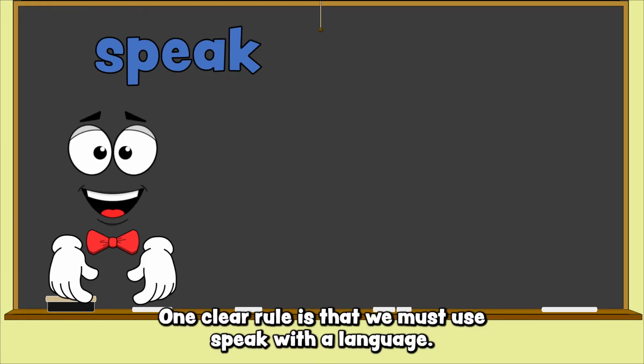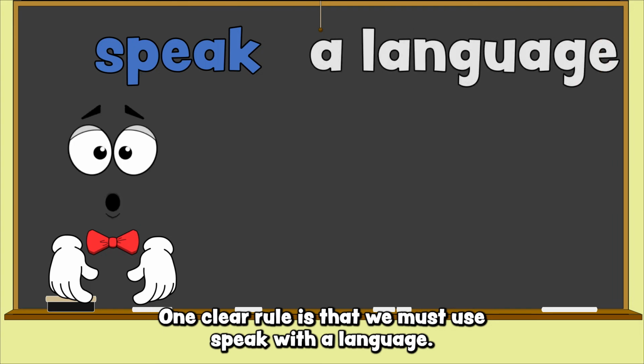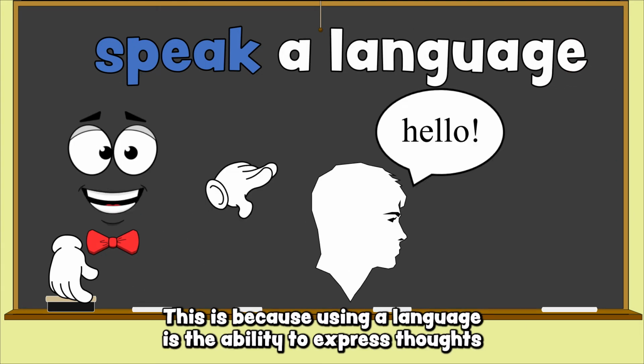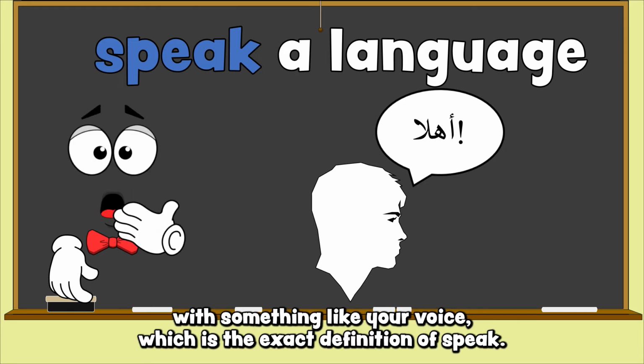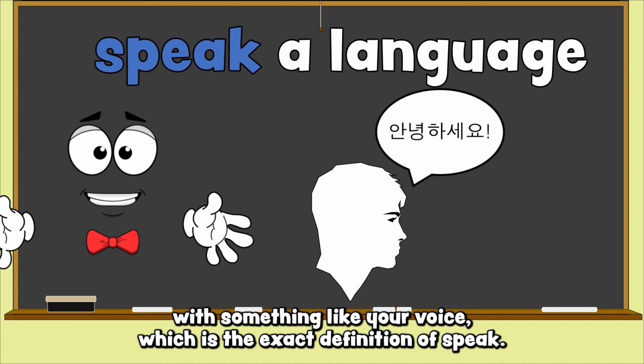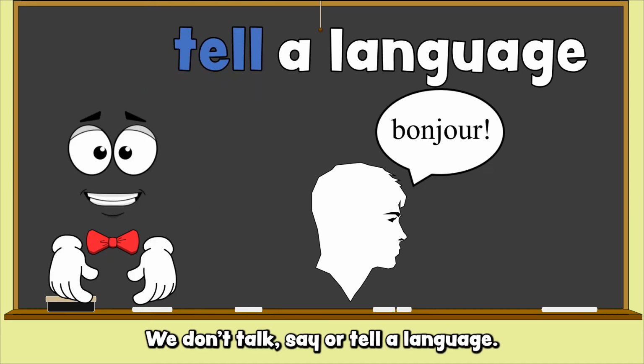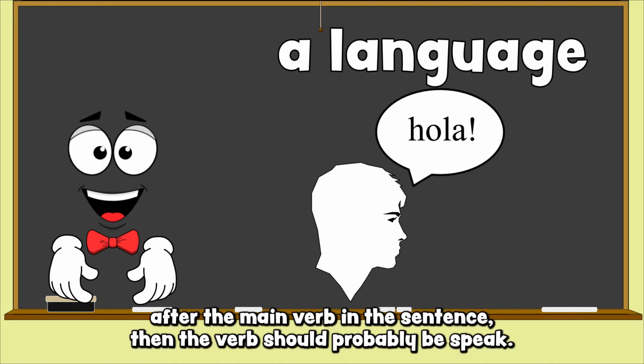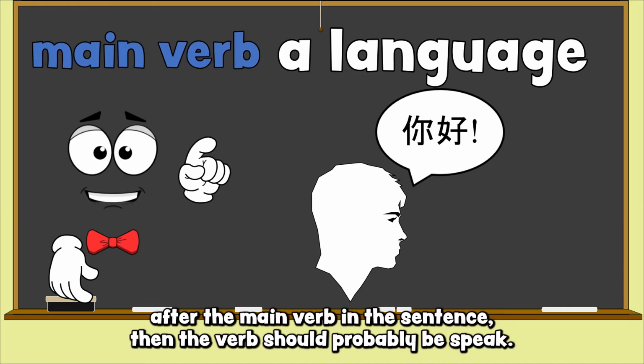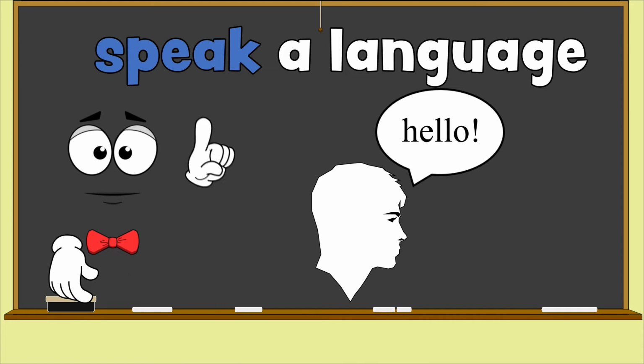One clear rule is that we must use speak with a language. This is because using a language is the ability to express thoughts with something like your voice, which is the exact definition of speak. We don't talk, say, or tell a language. If a language comes after the main verb in the sentence, then the verb should probably be speak.